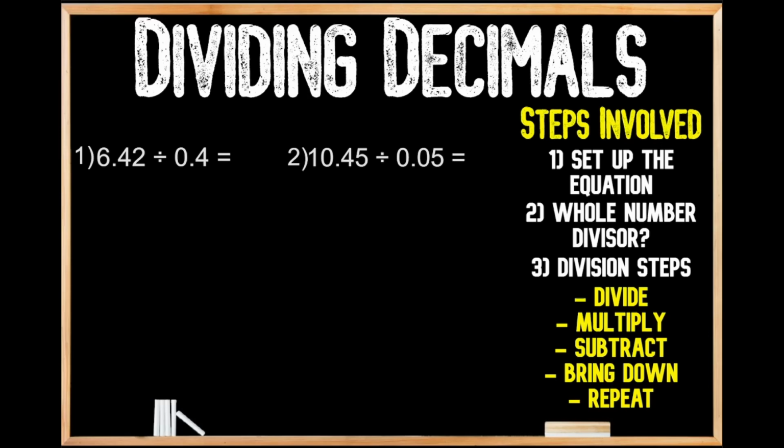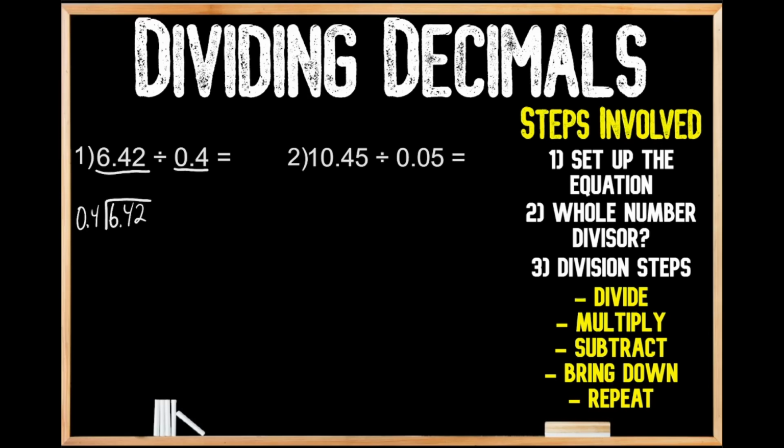In order to do that, first we need to figure out which of these two numbers is our dividend, or which of these two numbers is the one being divided. In this case, our dividend is 6 and 42 hundredths. So down below, we're going to write the decimal of 6 and 42 hundredths and put the division bar up top. That leaves us with our divisor, which in this case happens to be 4 tenths, and the divisor is the one that's doing the dividing. So we're going to write the divisor to the left and on the outside of our division bar.